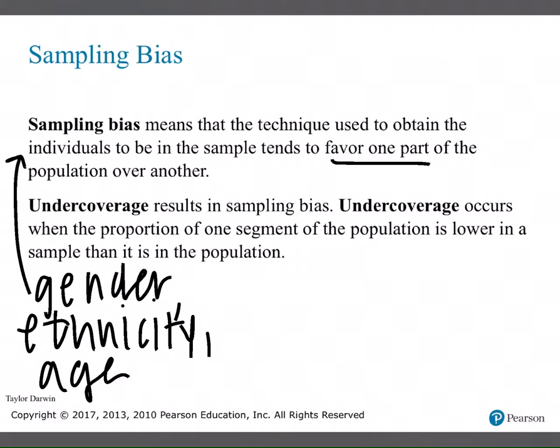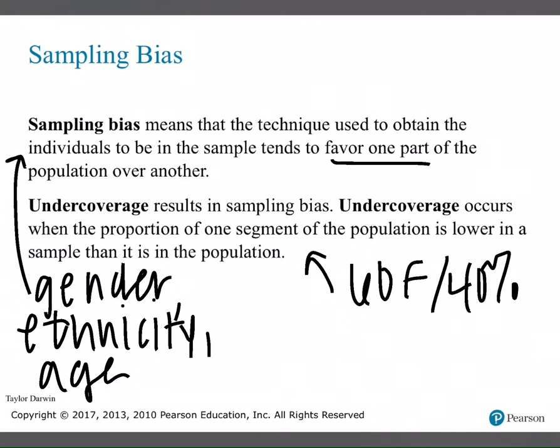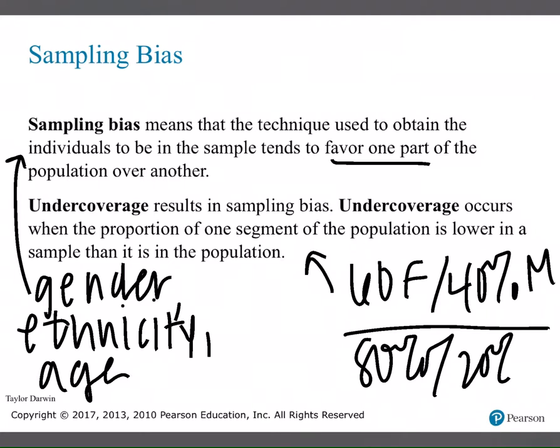An undercoverage example could be in the United States. If we are 60% female and 40% male, and then in our sample we did 80% male and 20% female, right? That wouldn't be the same percentages. That's an undercoverage of the females that are actually in the population.